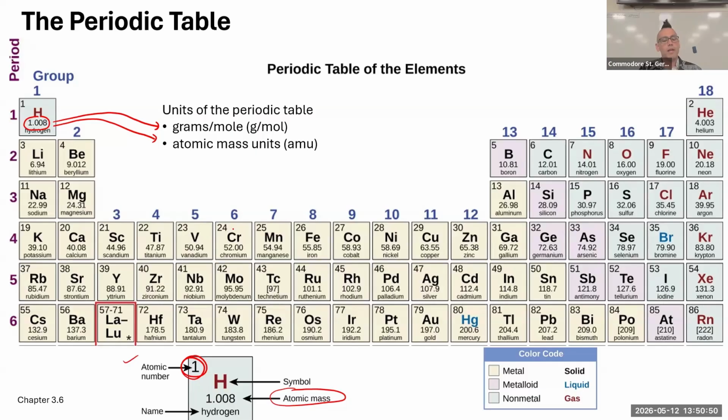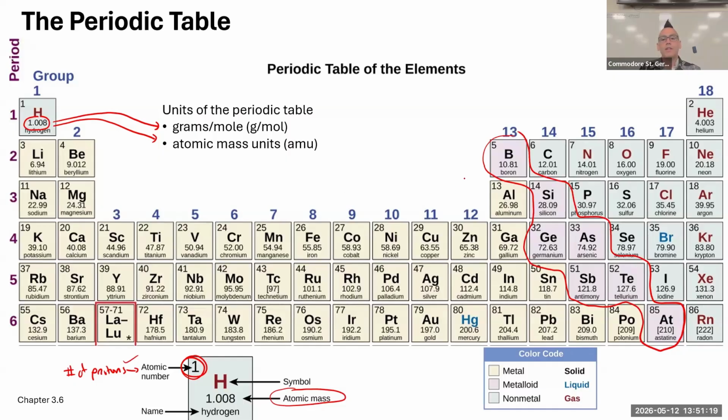Atomic number is just the amount of protons, so we'll say number of protons. We'll get to what protons are on the next slide. And this is the name, this is the symbol. Over here, these pink colored elements are what are called semi-metals. They act like metals sometimes, sometimes they don't.